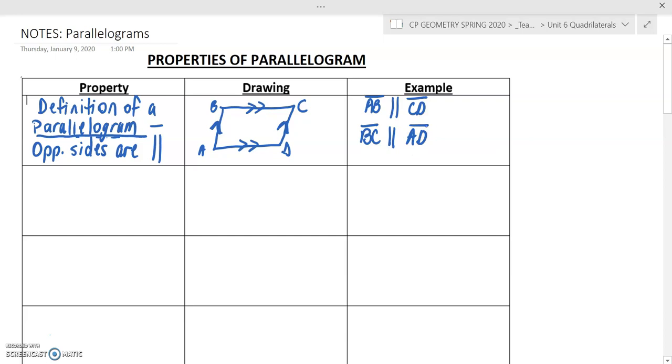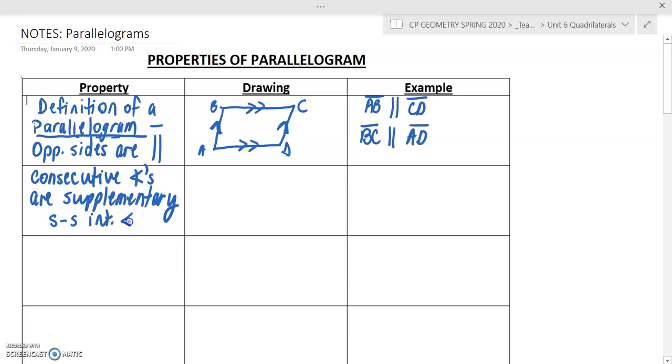Okay, so next I'm going to talk about the next property, which is consecutive angles are supplementary. I'm going to write that out. Consecutive angles are supplementary. Essentially that means same side interior angles are supplementary, from our earlier unit. Consecutive angles can also be thought of as same side interior angles for these problems.